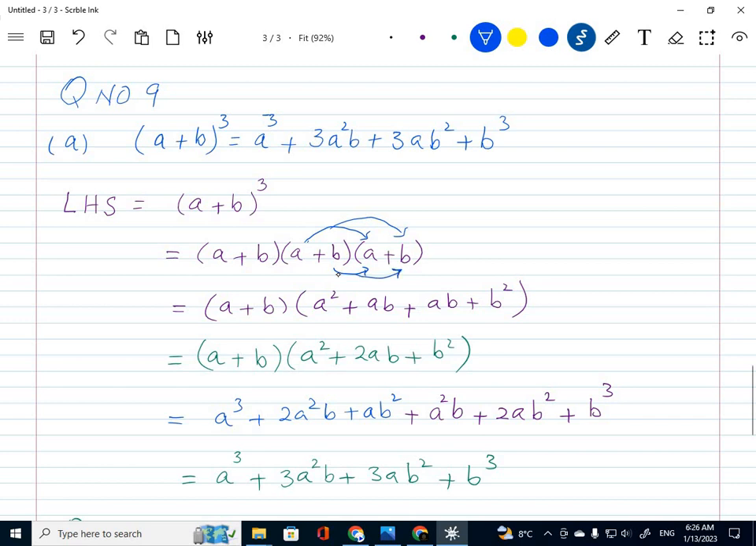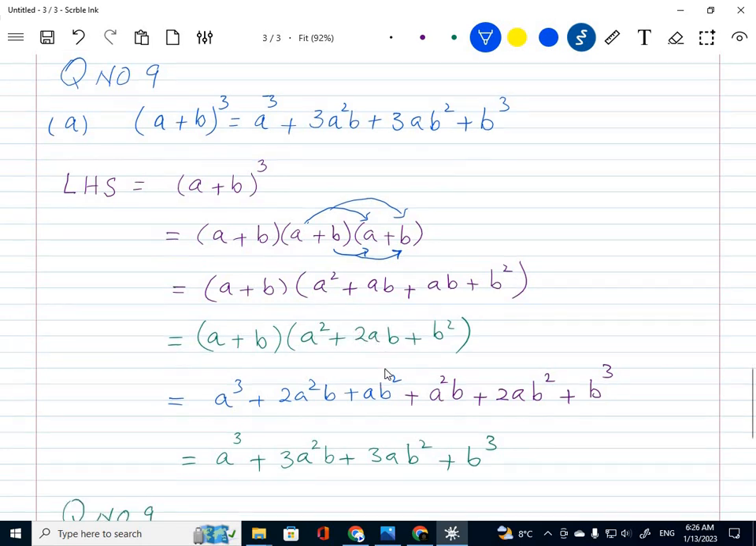So after doing that, when a is multiplied by a, we get a square. When a is multiplied by b, we get ab. Then when b is multiplied by a, we get ab. And when b is multiplied by b, we get b square. ab plus ab can be written as 2ab. So a square plus 2ab plus b square we have.